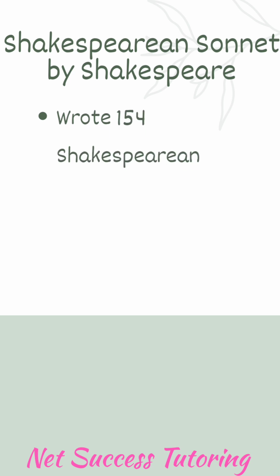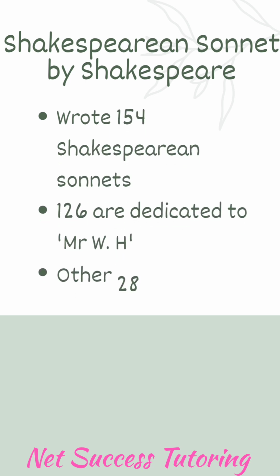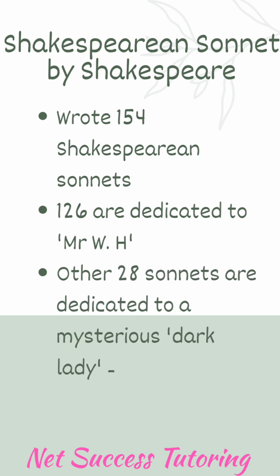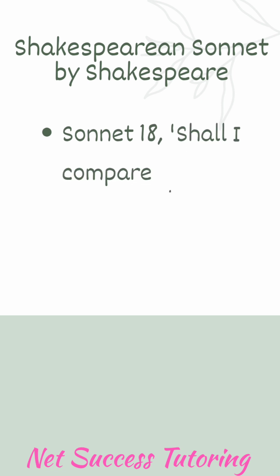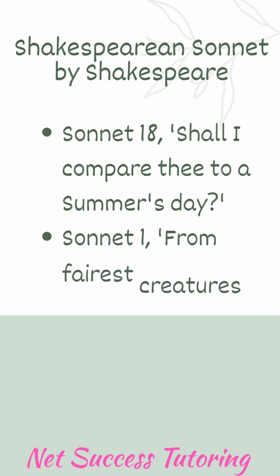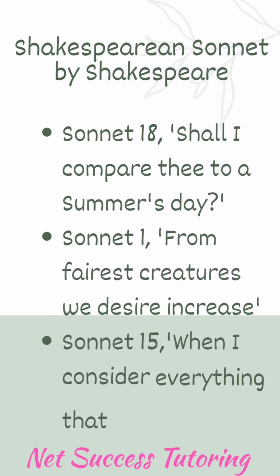Examples: Shakespeare wrote 154 sonnets. 126 are dedicated to Mr. W.H. The other 28 sonnets are dedicated to a mysterious dark lady who is the subject of these poems. Sonnet 18, Shall I compare thee to a summer's day? Sonnet 1, From fairest creatures we desire increase. Sonnet 15, When I consider everything that grows. These are few examples of sonnets written by Shakespeare.